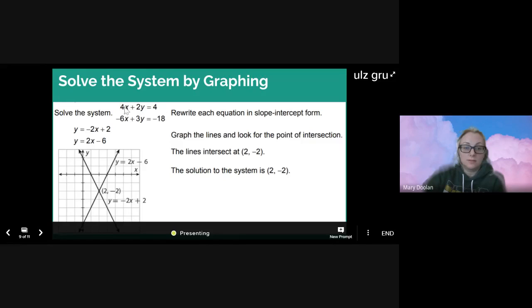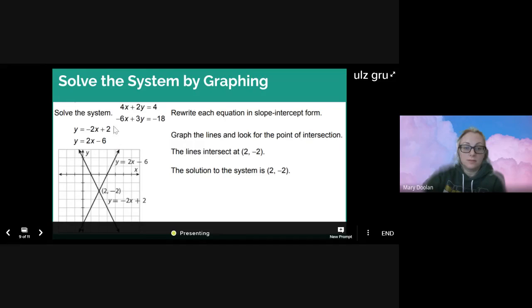So if I rewrite 4x plus 2y equals 4 in slope-intercept form, I have to move the x term to this side, and then I have to divide everything by 2, and I end up with y equals -2x plus 2. To rewrite -6x plus 3y equals -18 in slope-intercept form, I have to get this x term out of here. So I add 6x to both sides, and then I divide every term by 3, and I end up with y equals 2x minus 6.